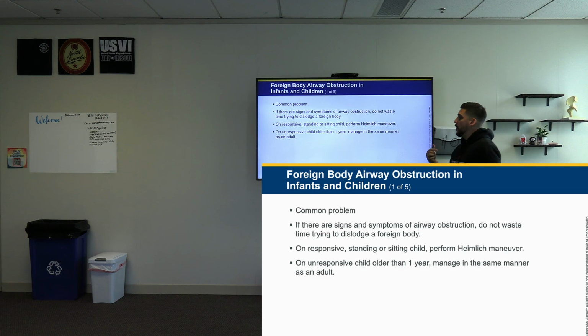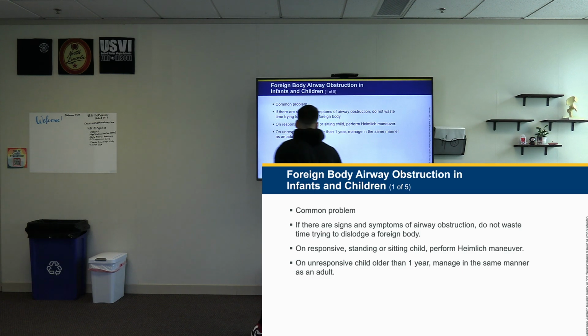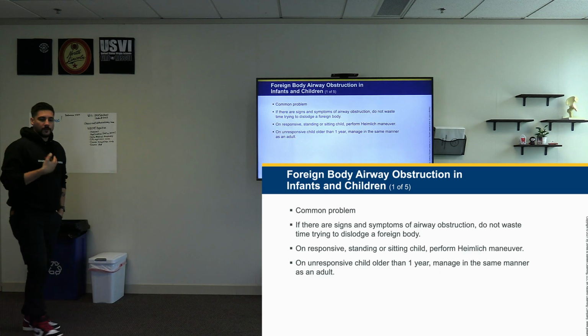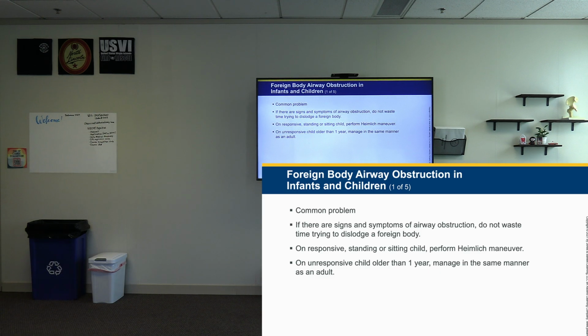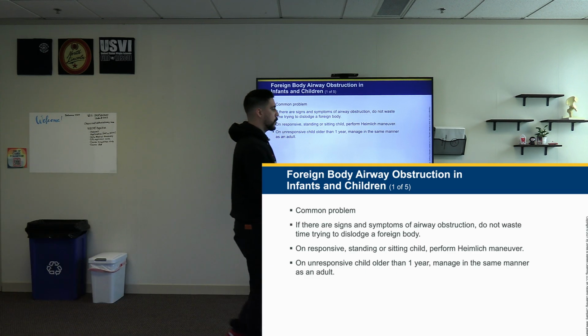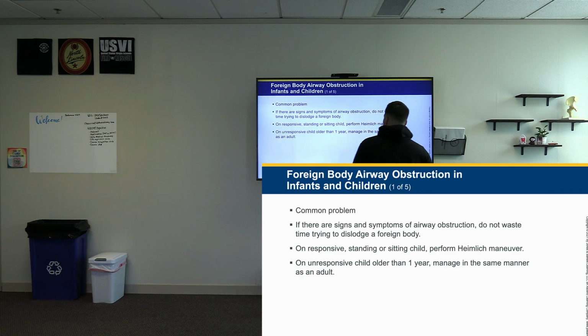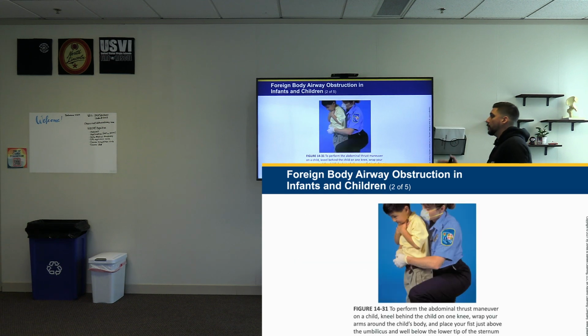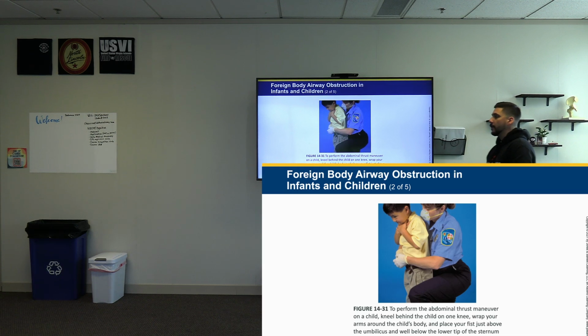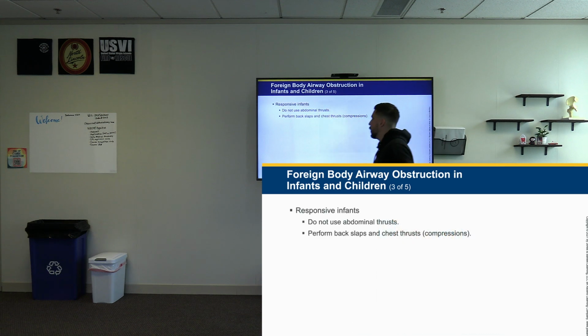Now, on an unresponsive child older than 1 year, manage in the same manner as an adult. So the responsive, we're gonna do the abdominal thrusts until they go unresponsive or we clear the obstruction. If they go unresponsive, we're gonna lay them down. We're gonna start our chest compressions. Let's start trying to force that out and keep blood circulating, okay? So this image does a good job of making sure that you can see right down at the child's level so that we can make sure we're getting effective abdominal thrusts.